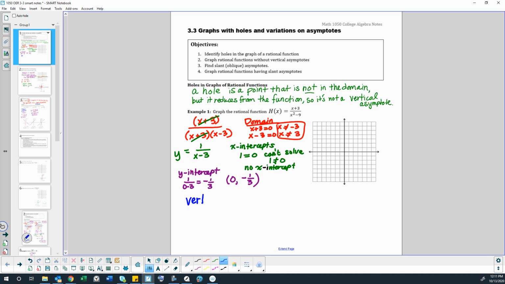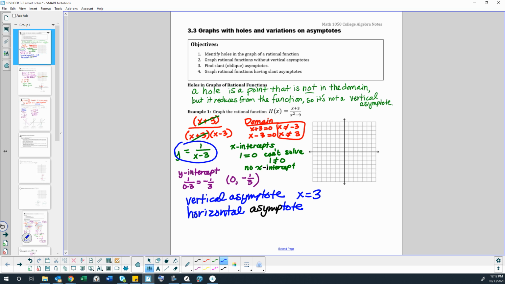Okay, so vertical asymptote will be from this step right here. We just look at what makes the denominator 0, so x equals 3. And then horizontal asymptote, we look at our 3 rules we learned. If the degree is smaller on the top, then it's y equals 0. If the degrees are the same, top and bottom, then it's the leading coefficient. And if the degree is bigger on the top, then it's a slant asymptote. We haven't learned about those yet.